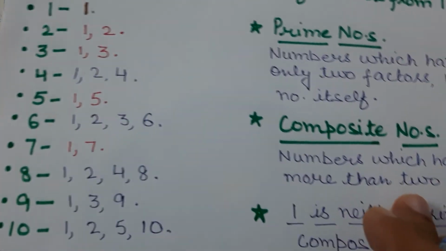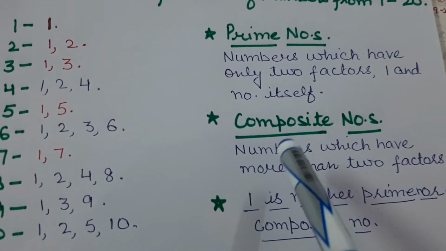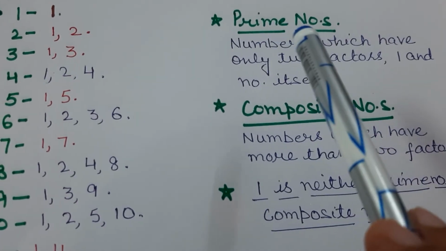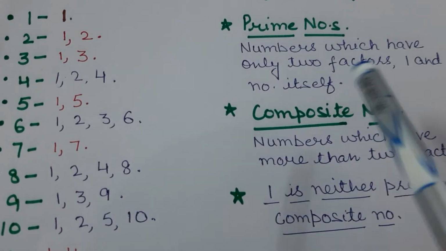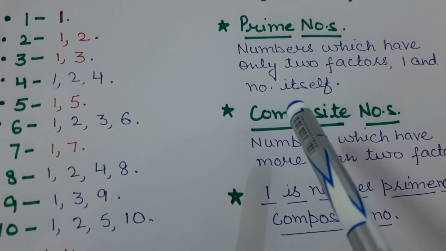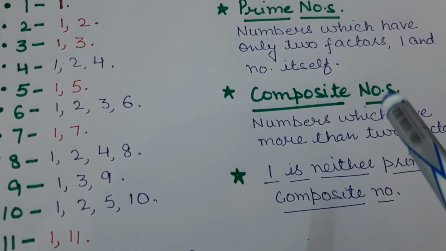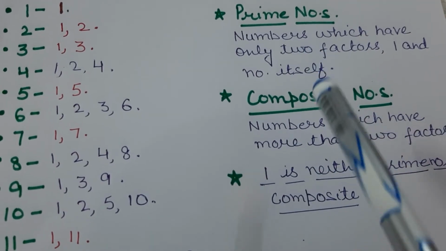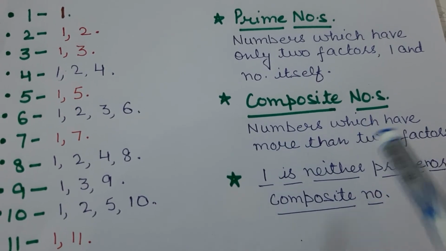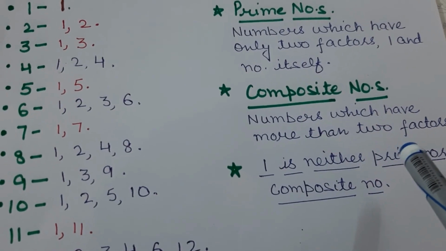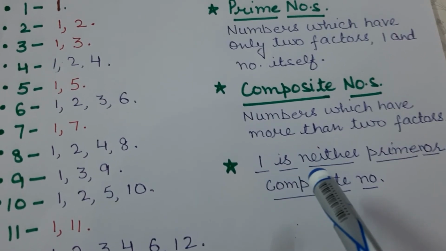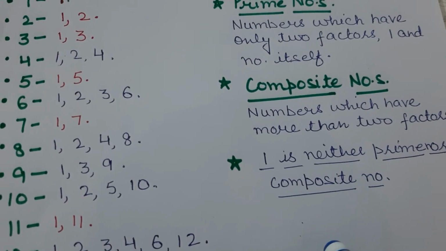So I think it is clear to all what prime numbers are: the numbers which have only two factors, 1 and the number itself. Composite numbers are those which are not prime, meaning numbers which have more than two factors. And 1 is neither prime nor composite.